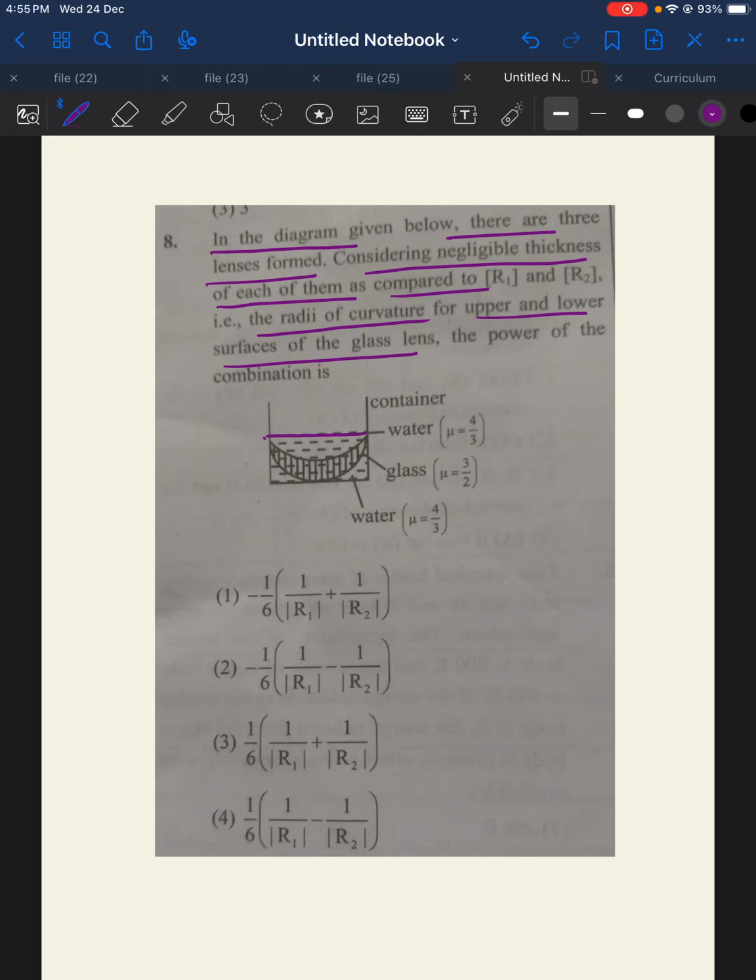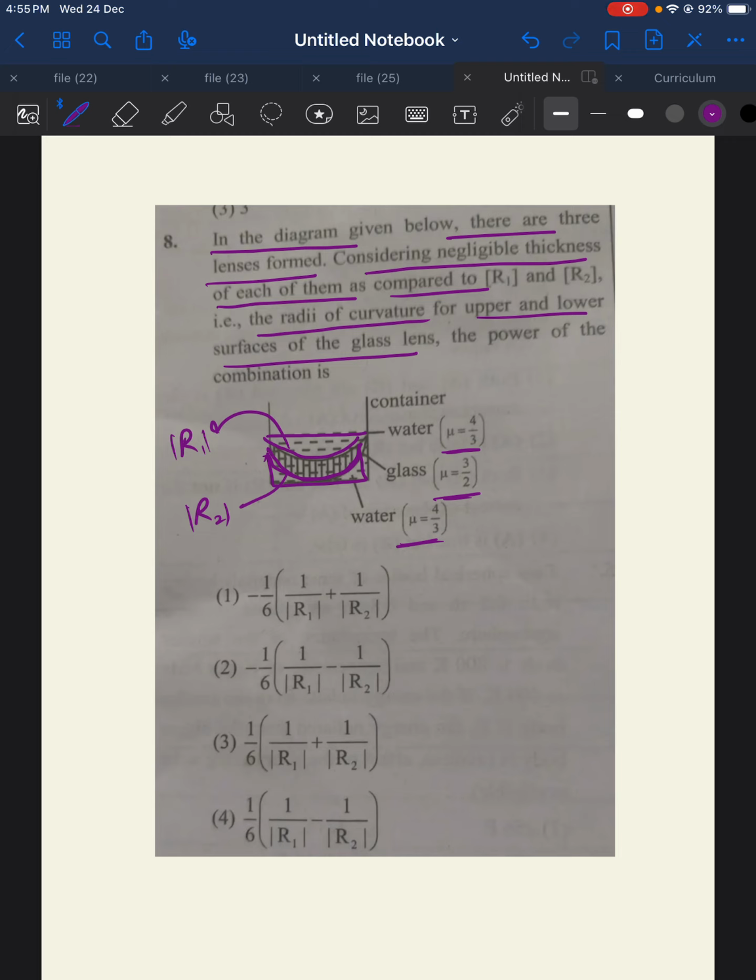This is the first lens, this is the second lens, and then this is the third lens which is being formed here, right? They have given the radius of curvature of the upper surface as |R1| and the lower surface as |R2|, and they have given the refractive index of the three mediums which are used here. So they have asked us to find out the power of the combination.